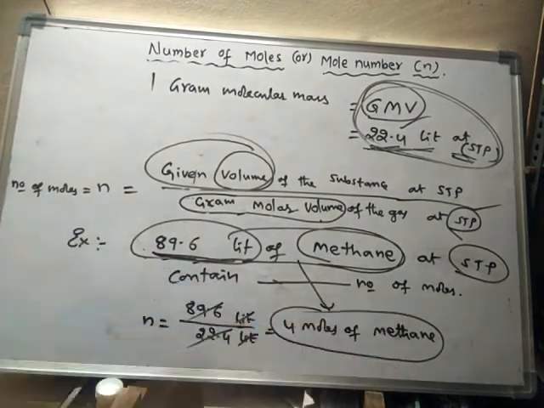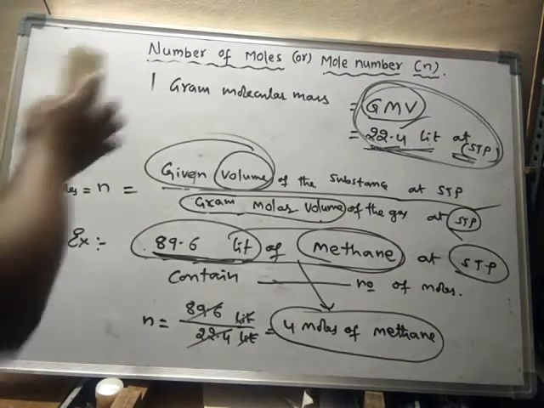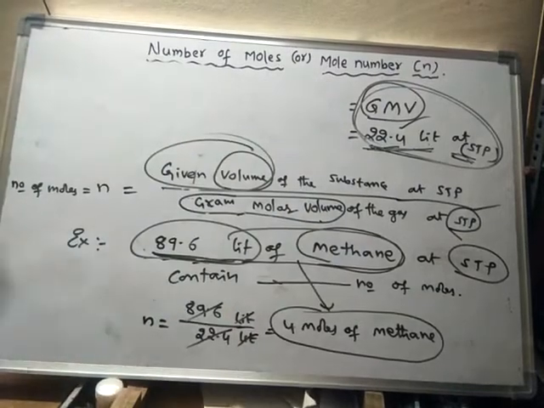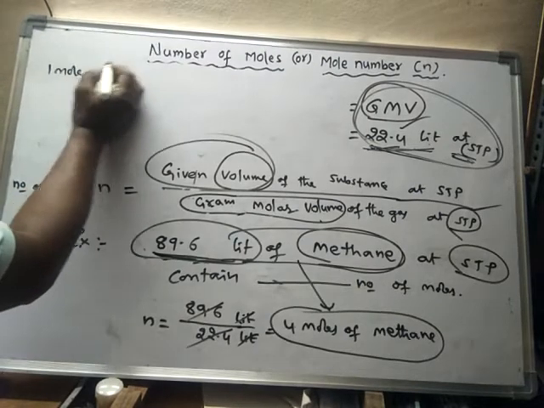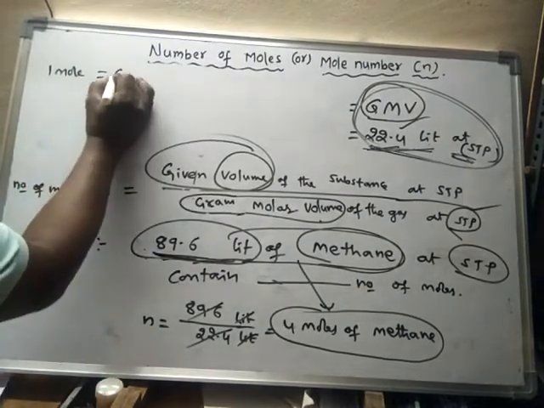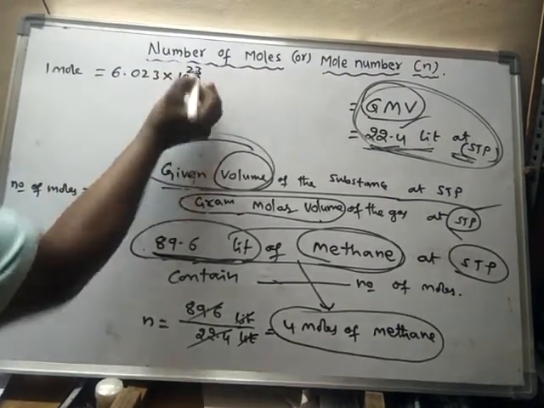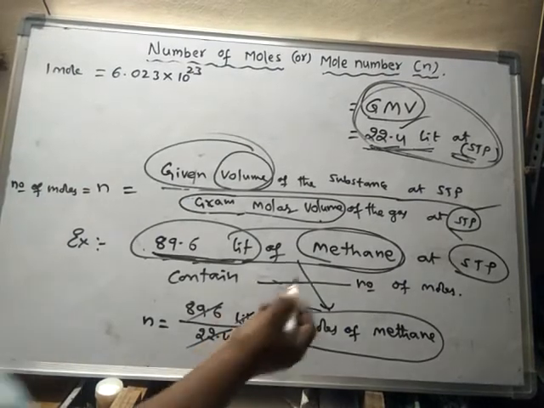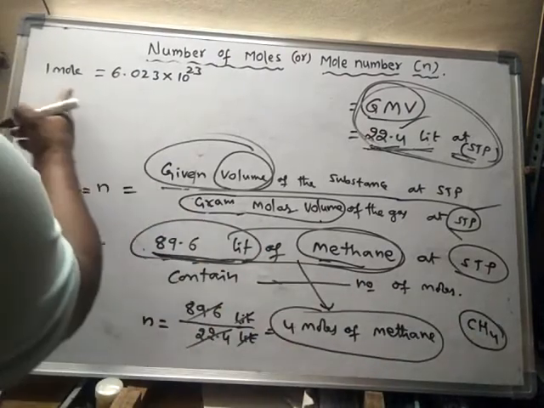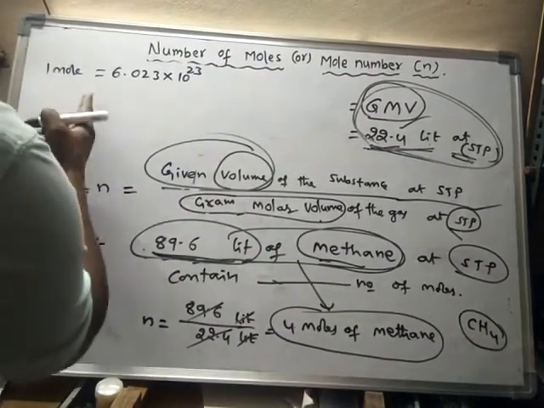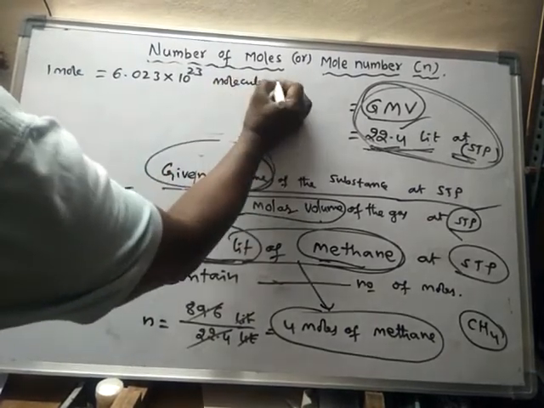So now, these 4 moles of methane contain how many molecules of methane? For that there is a relationship. We already know that 1 mole of any substance contains Avogadro number of particles. Here, as methane is a molecule, 1 mole of methane contains these many molecules of methane.